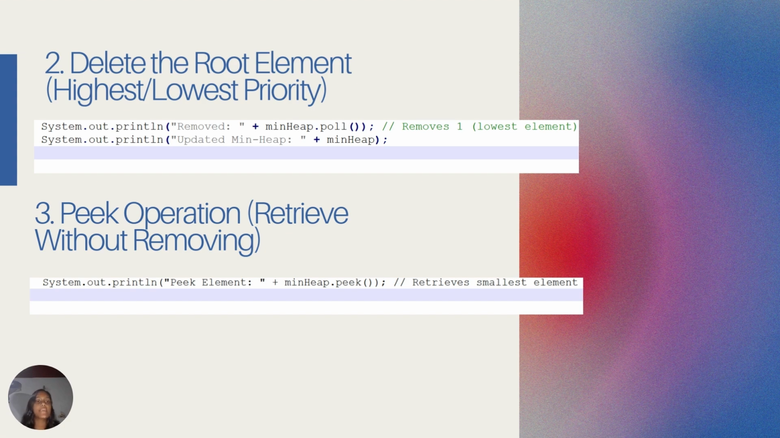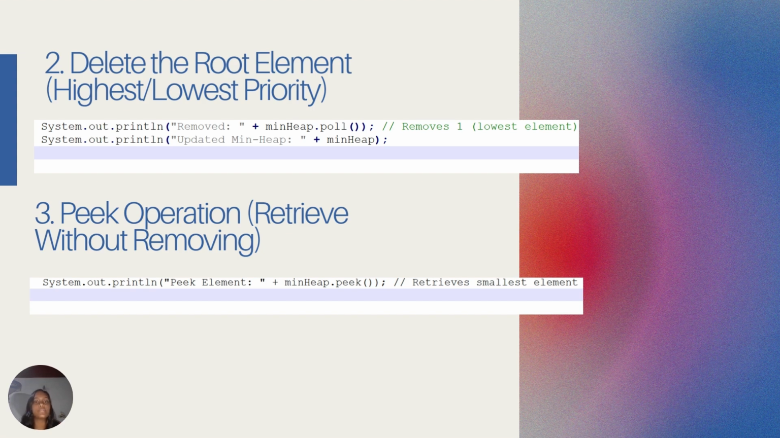Okay, now we can see the peek operation, retrieve without removing. The peek method in a Java priority queue retrieves but does not remove the smallest element from the min heap. It is useful when you just want to check the highest priority element without modifying the heap. This code peek returns the root element, the smallest element in the min heap. The heap structure remains unchanged after calling peek. If the priority queue is empty, peek returns null.